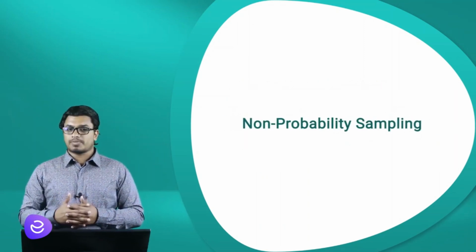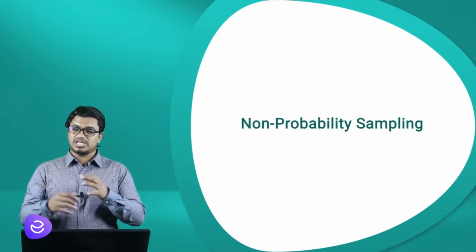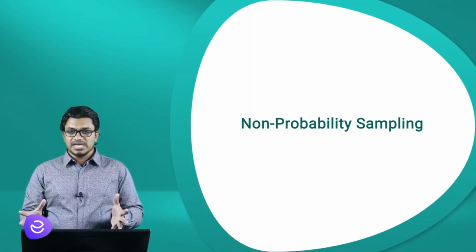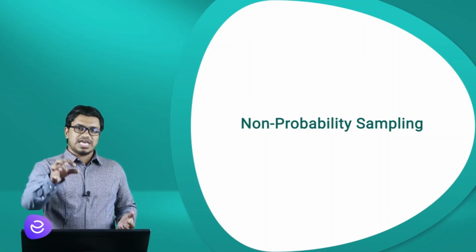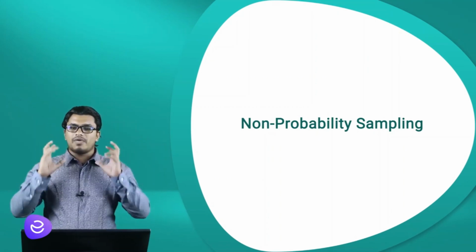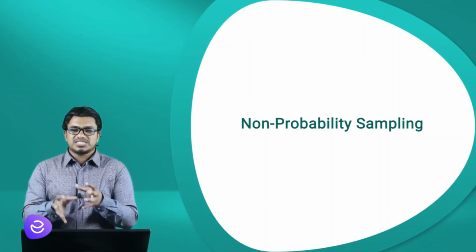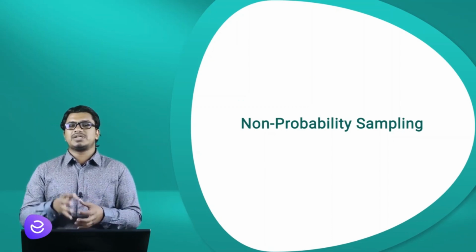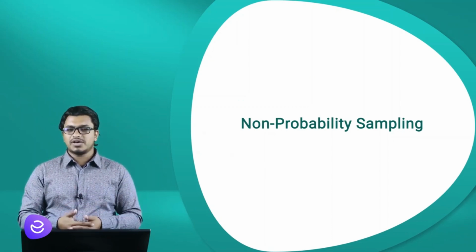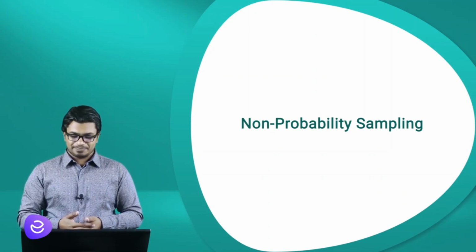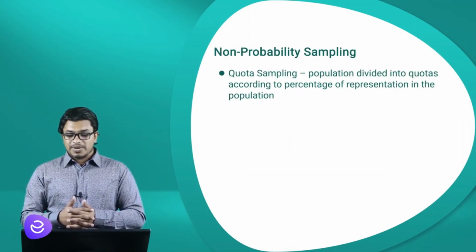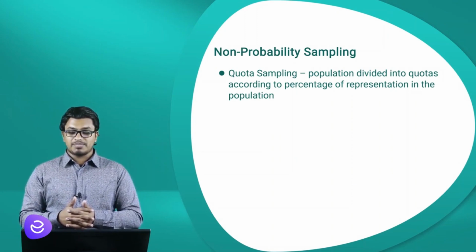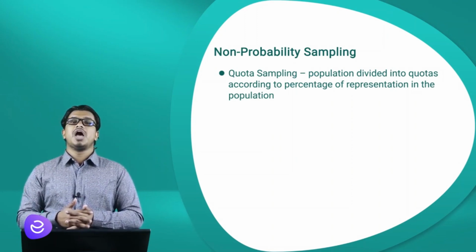The last one is non-probability sampling. Here there is no probability, or there is no randomness. Every sample is selected on the basis of the researcher's choice. So there is a possibility or a chance for bias in the case of non-probability sampling. In non-probability sampling we have quota sampling. The population is divided into quotas according to the percentage of representation in the population.